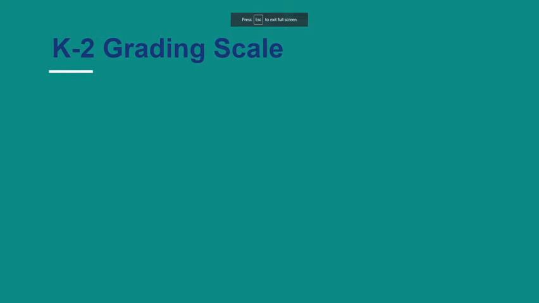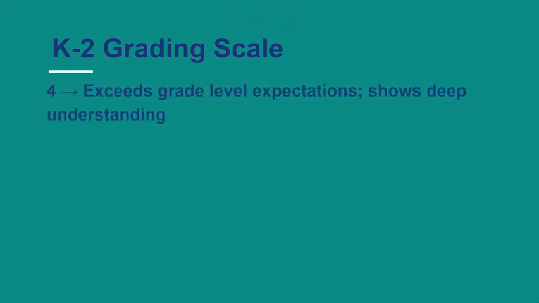So our K-2 grading scale is defined as follows. A level 4 exceeds grade level expectation, shows deep understanding. So for a student to receive a level 4, they would have to be working above grade level. So if they were working on first grade standards, they would have to be showing mastery of second grade standards.